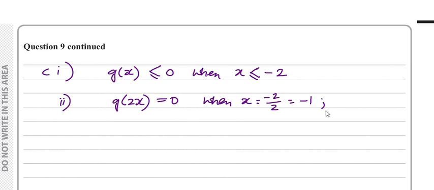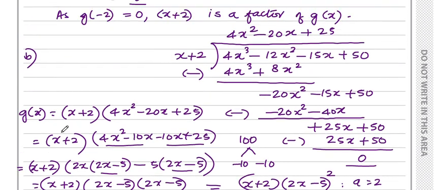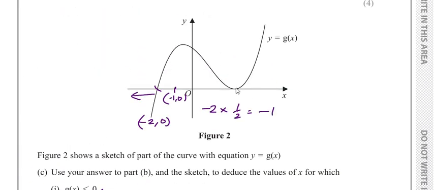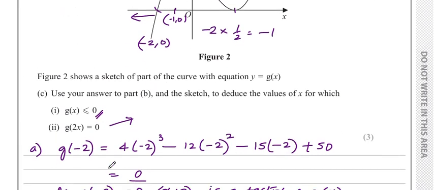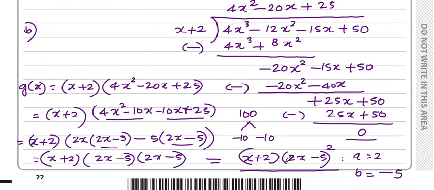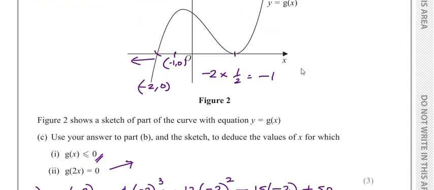But not only that, there is another point at which g of x is equal to 0. This point. So we already know that 2x minus 5 is the root. So this point is 2x minus 5 equal to 0. That means x is equal to 5 over 2. So this particular point is 5 over 2, 0.